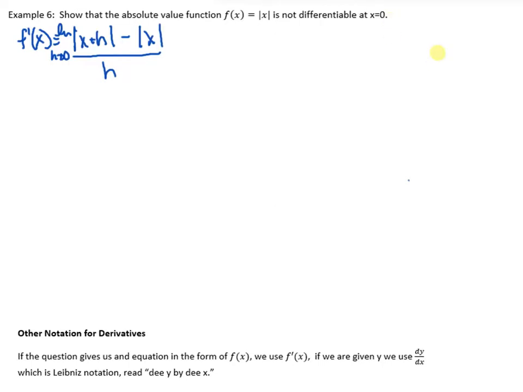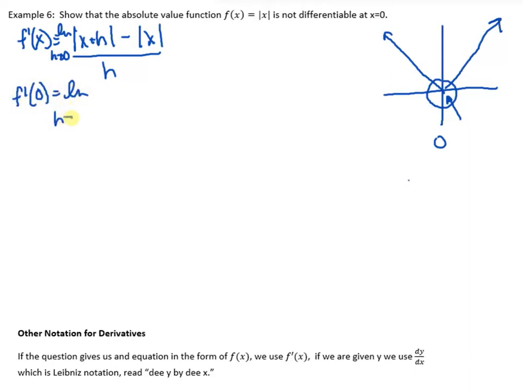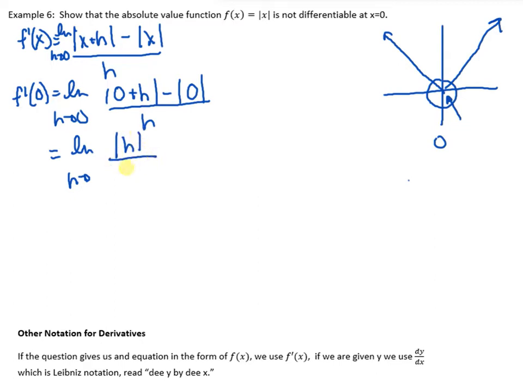We can actually do this a different way. So let's just recall first, the absolute value function looks like this. So we know that potentially at x equals 0, it's not going to continue. So let's actually sub in 0. So f prime at 0 equals the limit as h approaches 0. This time we plug in 0 for x, the absolute value of 0 plus h, minus 0, all over h. And now when we simplify, we just get the absolute value of h over h.